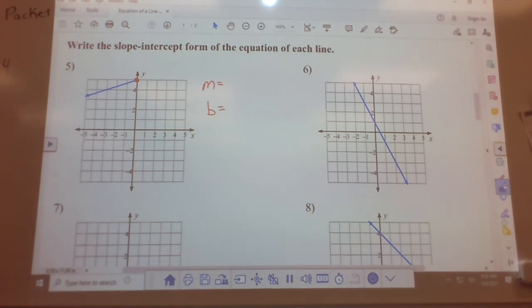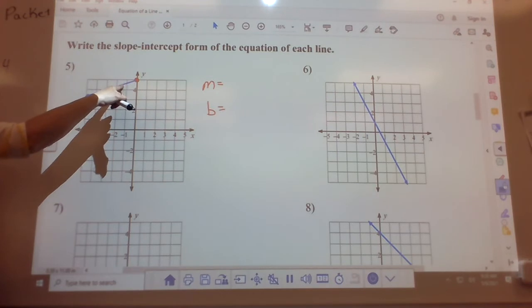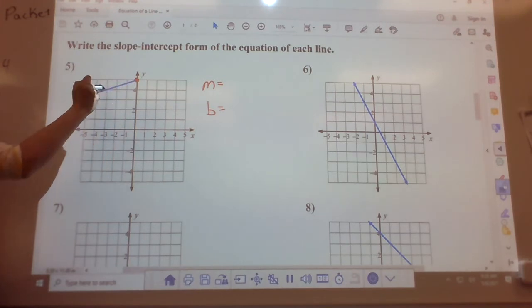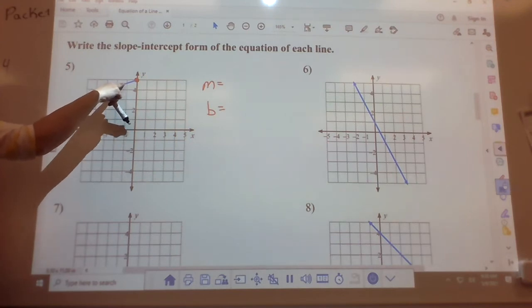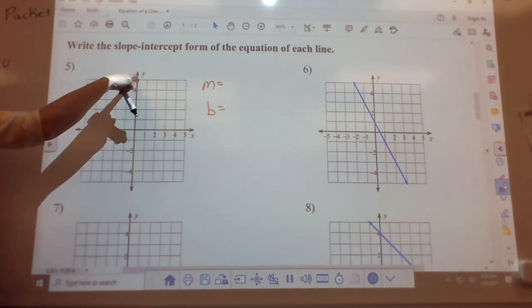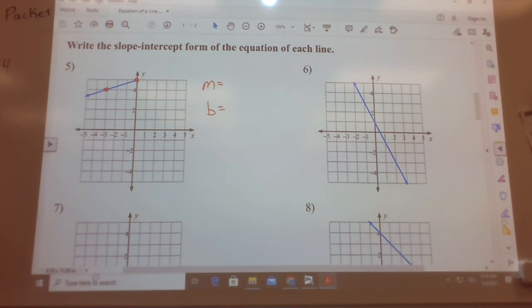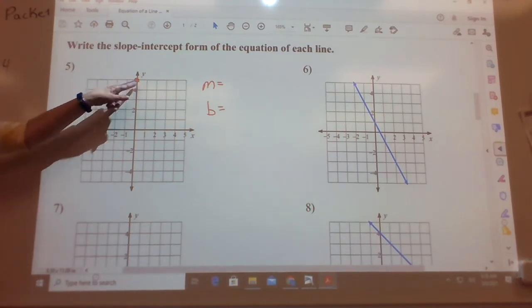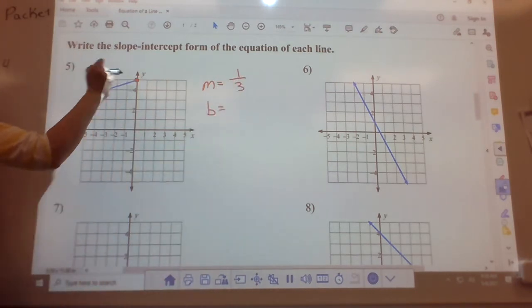Then what you need to make sure and do is look through the line and pick another point that's exactly on the grid. You don't want to pick halfway in between, because then you don't really know what that is. So it needs to be on the grid line, so that way I can figure out the slope. So what's the slope of this guy? Same as we did yesterday. Rise over run. 1, 3. I rose 1, ran 3.